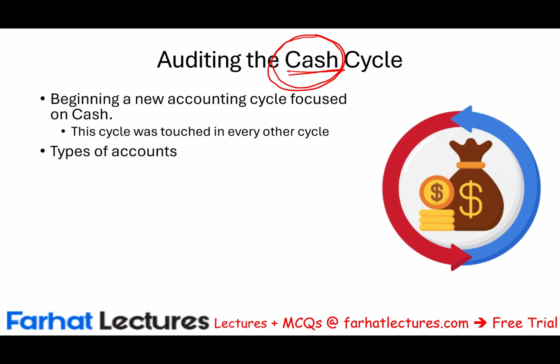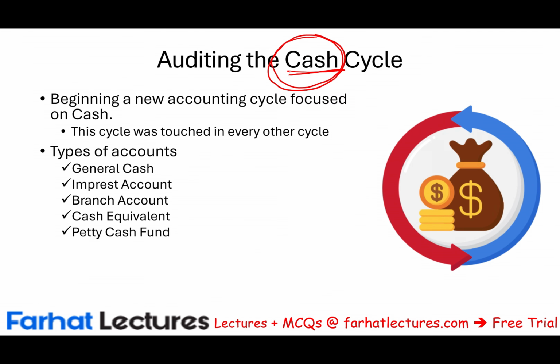But in this session, we are going to look at the types of accounts we could have for cash, which are the general cash account, the Imprest account, a branch account, cash equivalent, petty cash. Are these the only types of accounts we could have? No, absolutely. We could have many other accounts. As long as we know how to audit the general cash account, the other cash accounts can be audited in a similar manner. So our focus throughout will be on the general cash account, but you need to understand what the other accounts are, because whether you are studying this for the CPA exam, in practice, or for a college course, you need to know the different types of cash accounts.